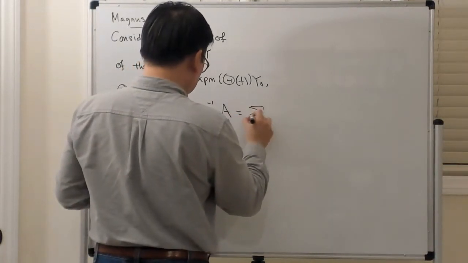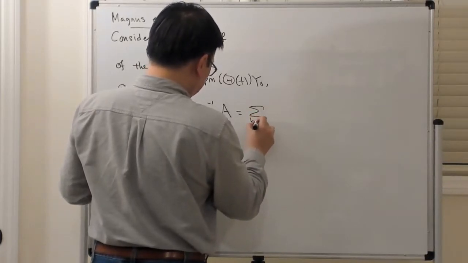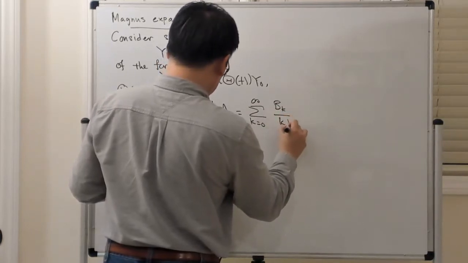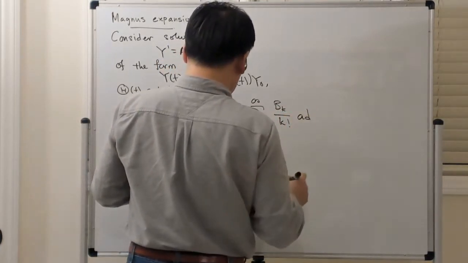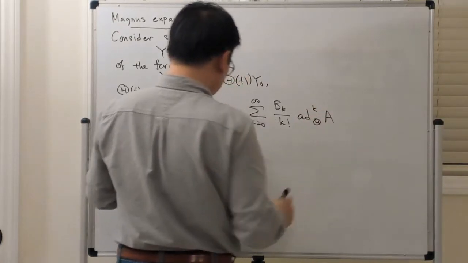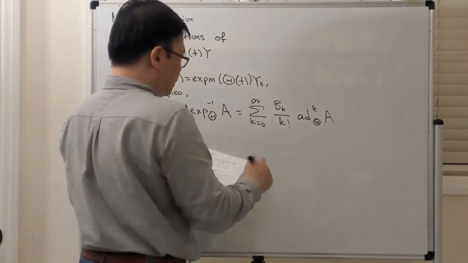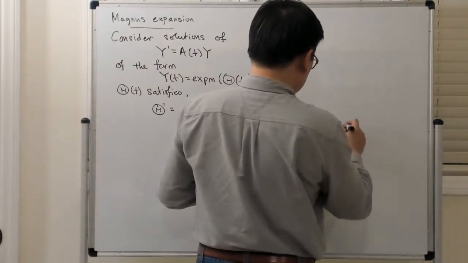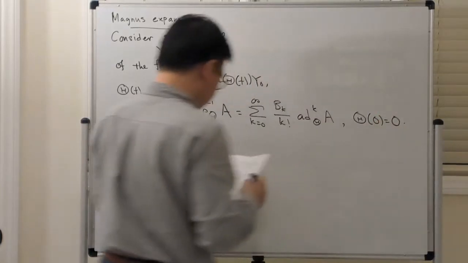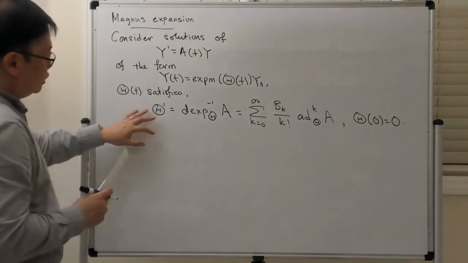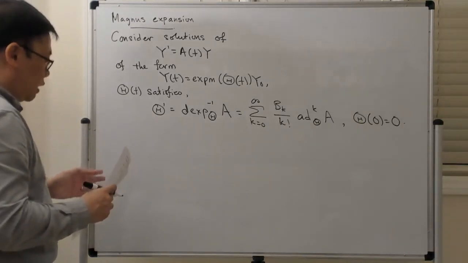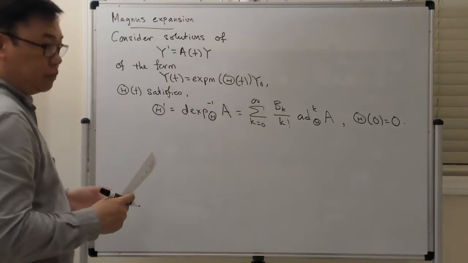So this is, well, it's an expansion: the sum from k equals 0 to infinity of B_k over k factorial, ad to the kth power, which is just a commutator, if you recall. All right, so the B_k's are the Bernoulli numbers, and the initial condition is that theta at 0 is just 0. Okay, so what we're going to try to do is solve this differential equation for theta, and one possible way to do this is through what is called Picard iteration.